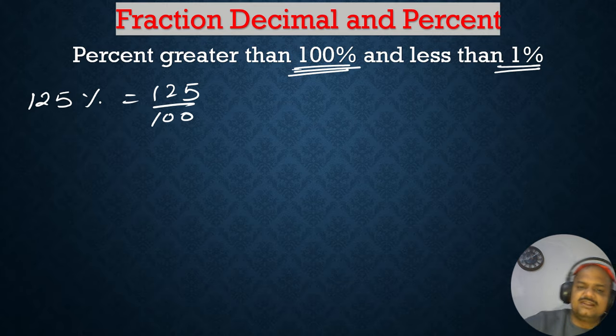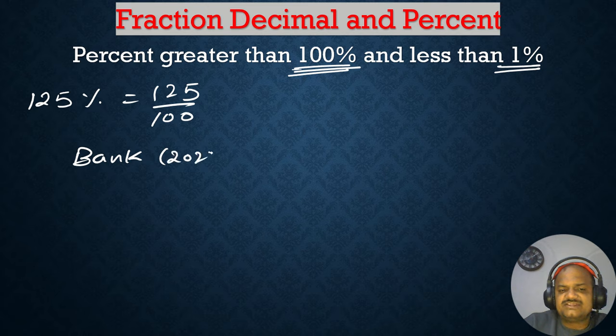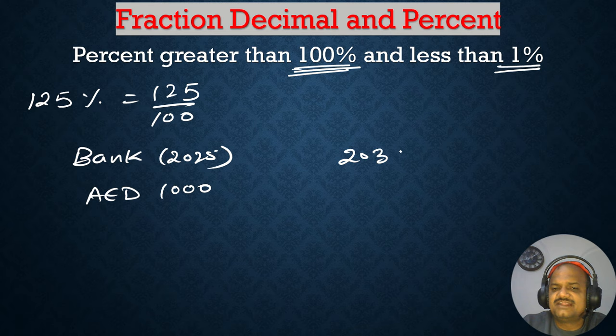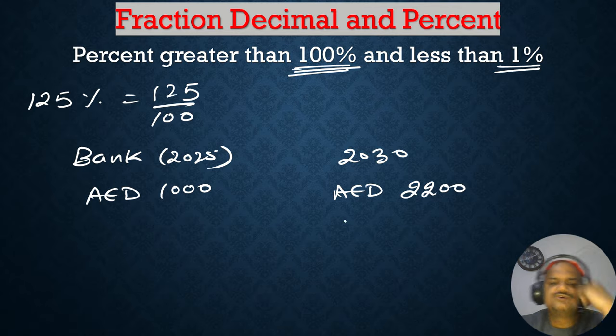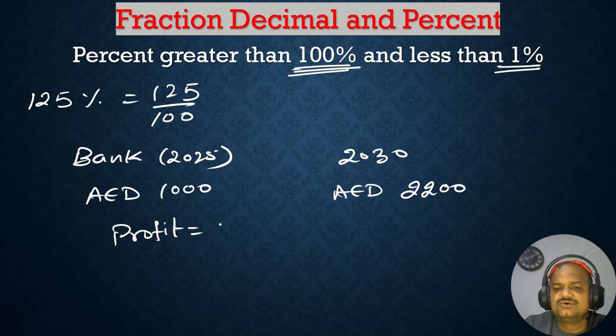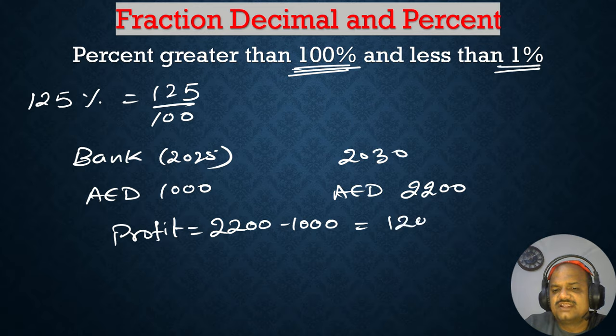anything. For example, if you go to the bank in 2025 and you deposit 1000 dirham in your account, okay, and after say 5 years, 5 years means in 2030, the bank is returning you say 2200 dirham, okay. So how much extra amount or profit did you get? You got 2200 minus 1000, which is equal to 1200.